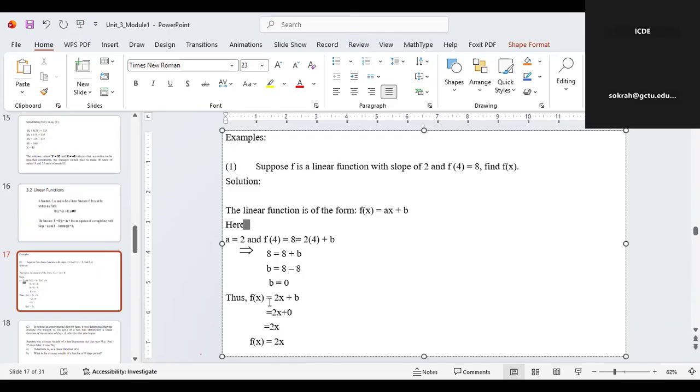Now you have to find f of x. We know that f of x is equal to ax plus b. But the question has given you a to be 2, so 2x plus b. But you have calculated b to be 0. So it becomes 2x plus 0, and so your f of x is 2x.